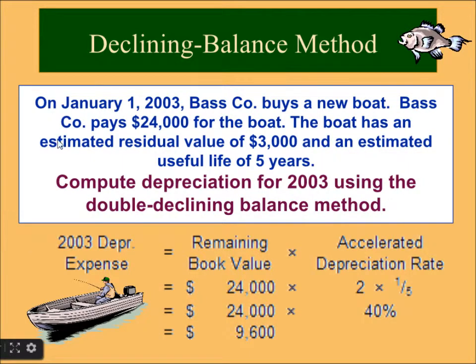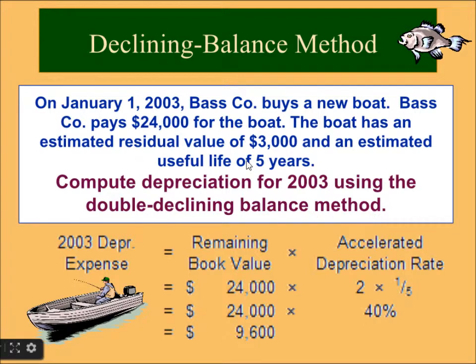Let's do an example to understand more. On January 1, 2003, Basco buys a new boat. Basco pays 24,000 for the boat. The boat has an estimated residual value of 3,000 and an estimated useful life of 5 years. Compute depreciation for 2003 using the double declining balance method.